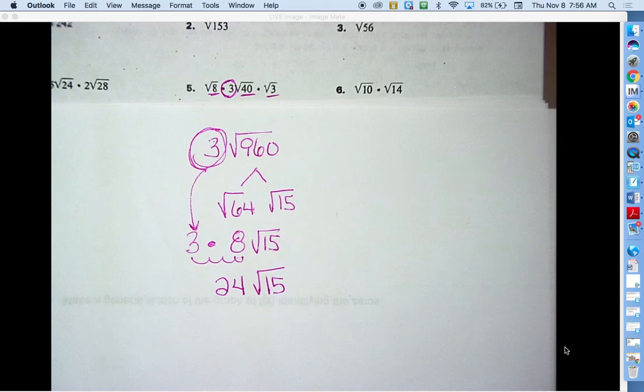So multiply all the pieces together that are underneath the square root. The 3 that's outside remains outside. And then we can break that square root down using one of the numbers that's on the sheet there. Questions?